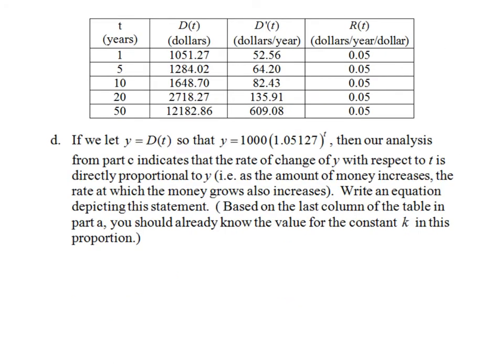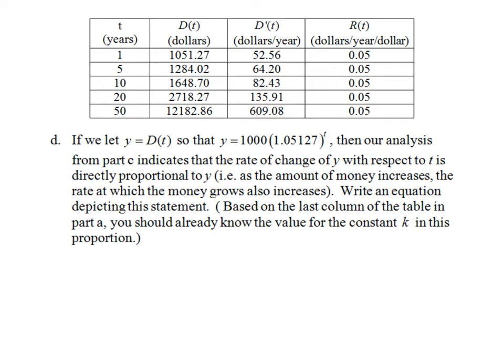So letter D kind of spells it out. If we let our function d of t just equal y, so y is the amount of money you have after t years, or we could replace d of t with y here, then our analysis from part C indicates that the rate of change of y with respect to t, that would of course be dy/dt, is directly proportional to y. In other words, as the amount of money increases, the rate at which the money grows also increases. Write an equation depicting this statement, and then we should already know what the value for our constant k is in this case.